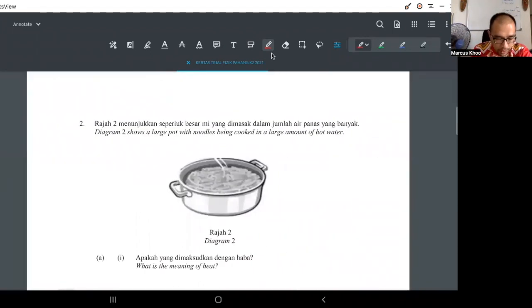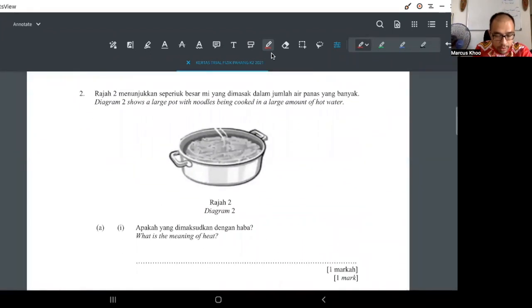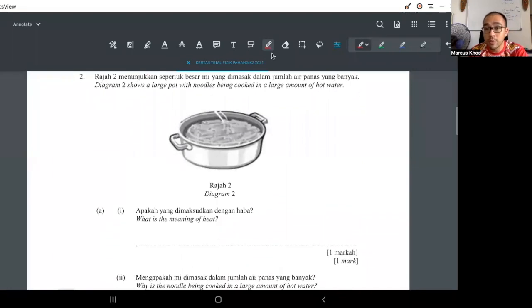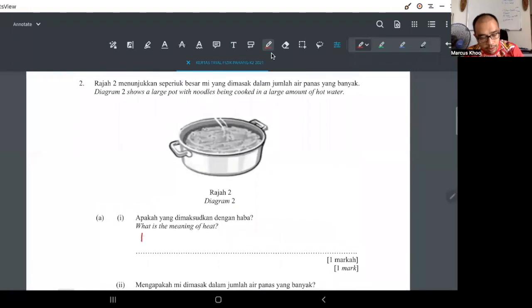All right. Question number 2. Diagram 2 shows a large pot with noodles being cooked in a large amount of hot water. Question: what is the meaning of heat? This is probably the most standard definition. Heat is a form of energy.